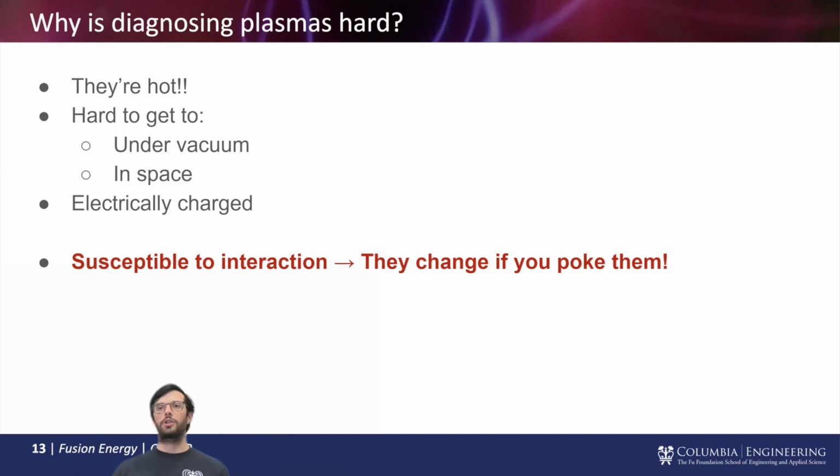And then they're electrically charged. So when you put a piece of metal in a plasma, it interacts electrically because there are all these free electrons flying around. The other big one is that they are susceptible to interaction. So that means by measuring them, there's a chance that you can change them.